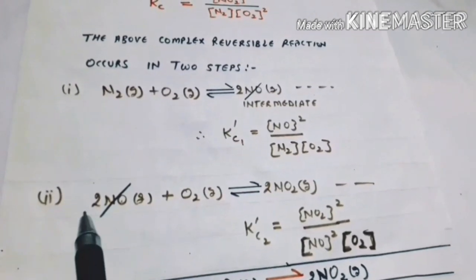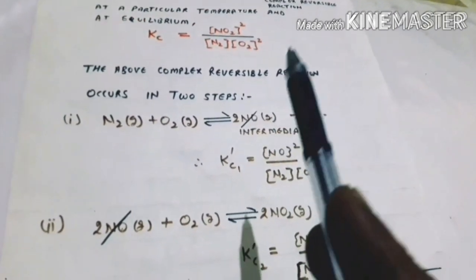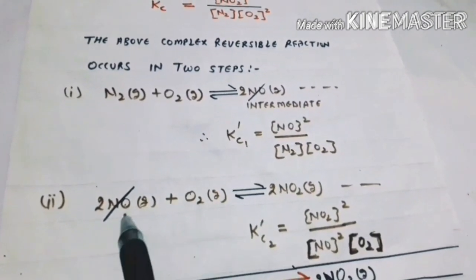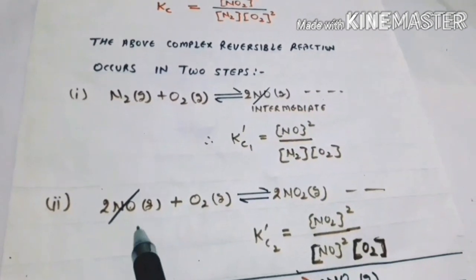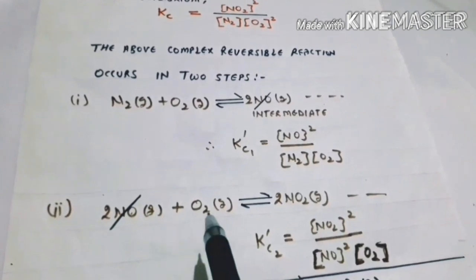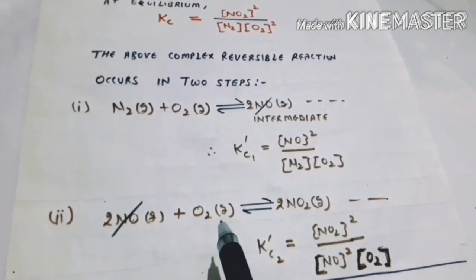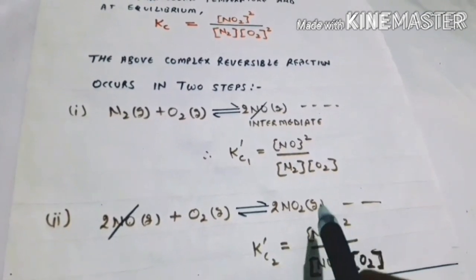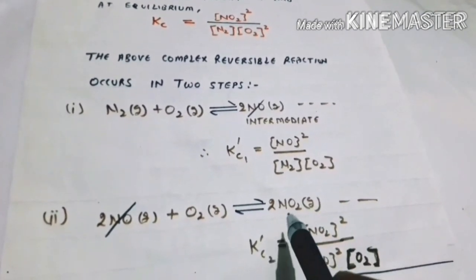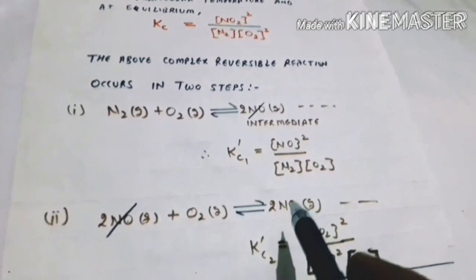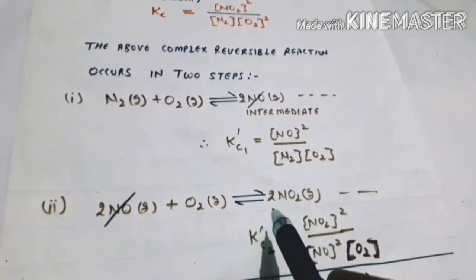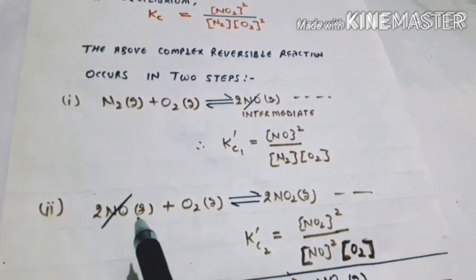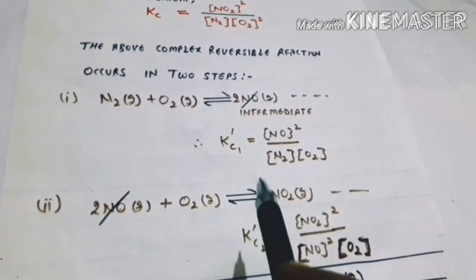Now the second elementary reaction of the complex reversible reaction is: in this reaction, 2 moles of intermediate nitric oxide react with 1 mole of reactant oxygen gas in the forward direction to produce 2 moles of nitrogen dioxide gas as product, and the 2 moles of nitrogen dioxide as product react in the backward direction to give back the reactants, that is 2 moles of nitric oxide and 1 mole of oxygen.